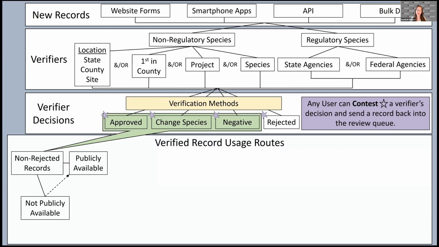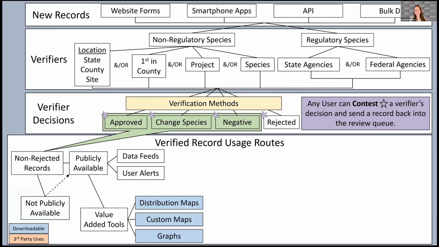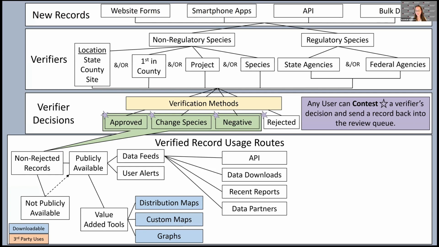This is the entire record itself. Once it's made publicly available, it goes out through our data feeds, our user alerts, and anybody can sign up for a user alert so they know what's going on in their area. And value-added tools. Our value-added tools are our distribution maps, any custom maps that exist, as well as some graphs. The data feeds include data going out via API, through our data downloads, through our recent reports feed, and also going out to specific data partners that we have data sharing agreements with on an automatic or very regular basis.